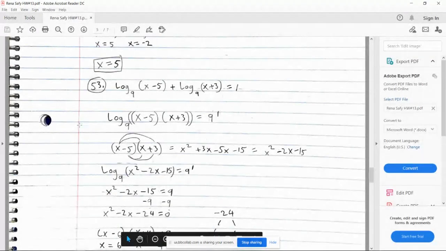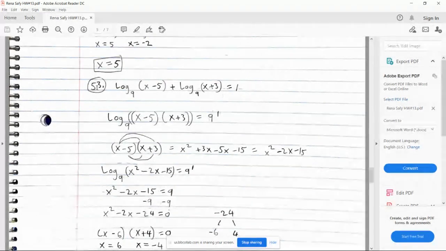So I had to solve for x, if I remember correctly, and then the equation is log base 9 x minus 5 plus log base 9 x plus 3 equals 1. So because of the log properties, I can combine them. So it's log base 9 x minus 5 times x plus 3 equals 1, but I didn't write that down.